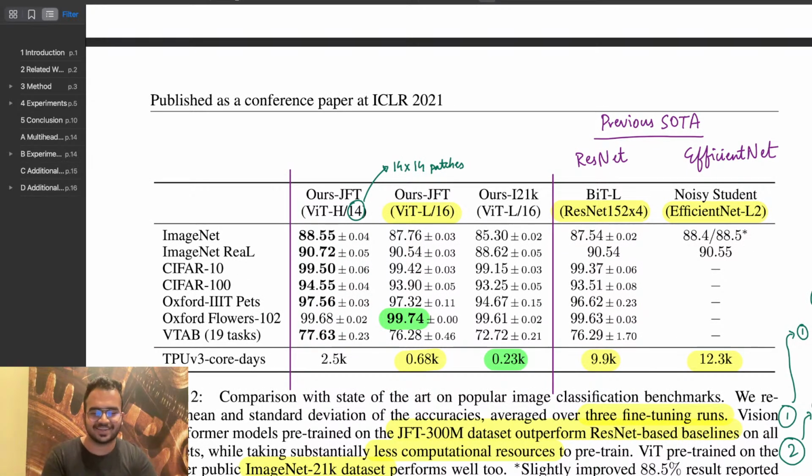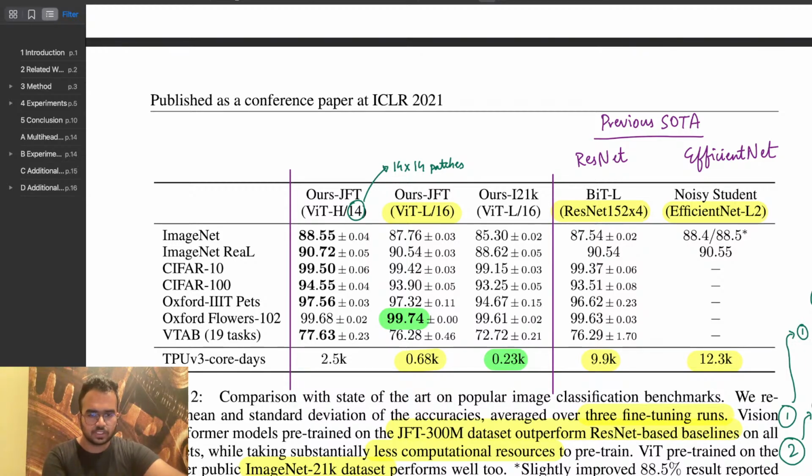So the results are okay. As you can see at the top, it's a conference paper at ICLR 21. They have trained on a bunch of very famous vision datasets: ImageNet, ImageNet Real, CIFAR-10, CIFAR-100, and so on. What they essentially show is, the left part of this table has the vision transformer results, and the right side, I have divided it, you won't find it divided in the paper, has the previous SOTA of ResNet as well as EfficientNet, right? As you can clearly see, the bottommost row shows it took 12.3k TPU-v3 core days for EfficientNet to train, and 9.9k TPU-v3 core days for ResNet to train.